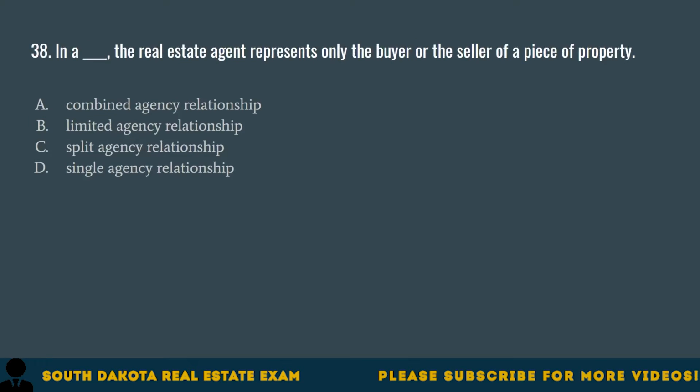Question 38. In a blank, the real estate agent represents only the buyer or the seller of a piece of property. A. Combined agency relationship. B. Limited agency relationship. C. Split agency relationship. D. Single agency relationship. The correct answer is D.